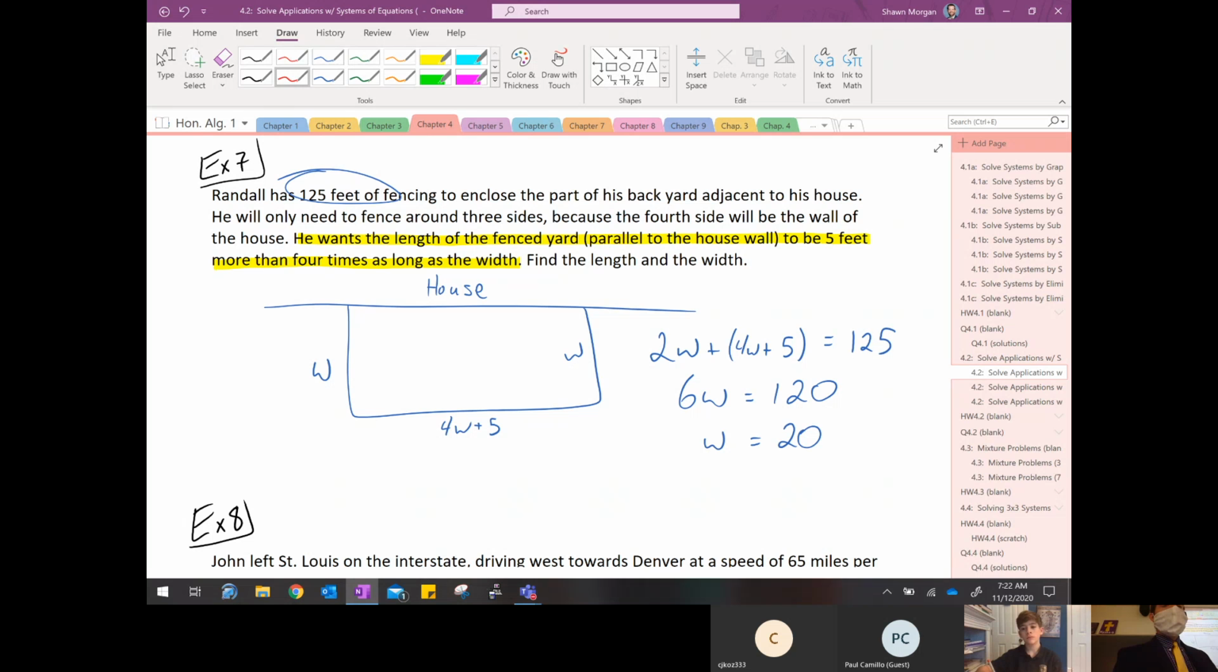All right, so 20 is not my answer. It just tells me that that's the width. So what's the length? How do I find the length, Mossy? What do you think?